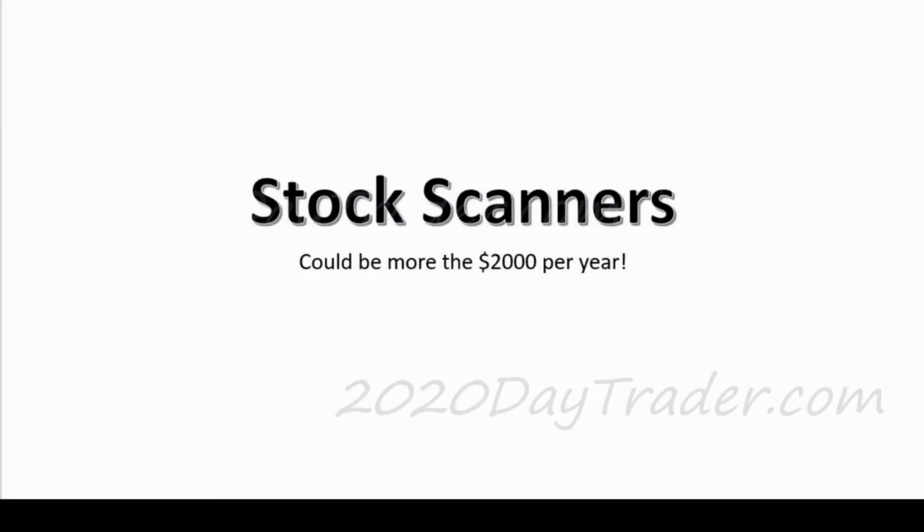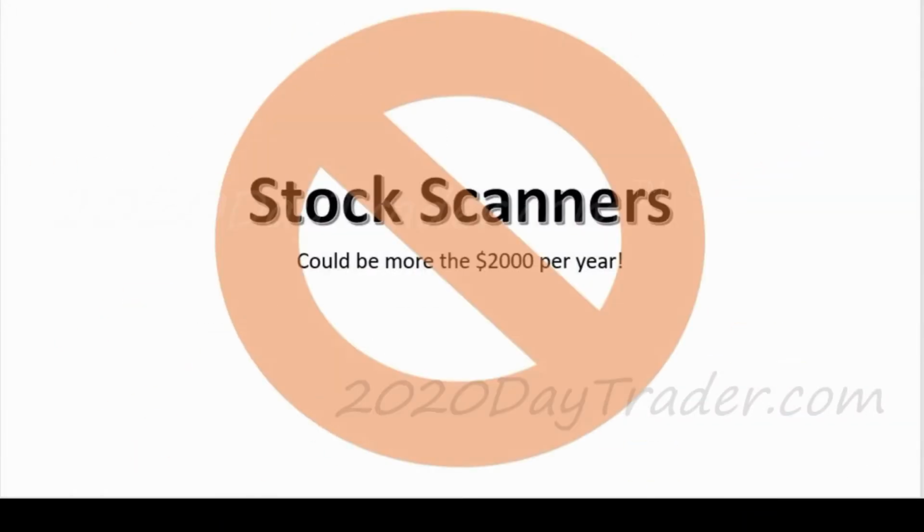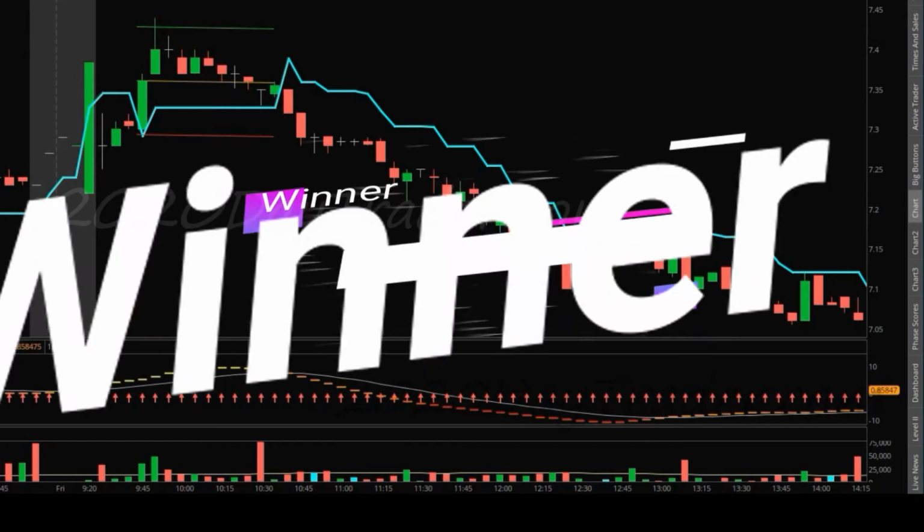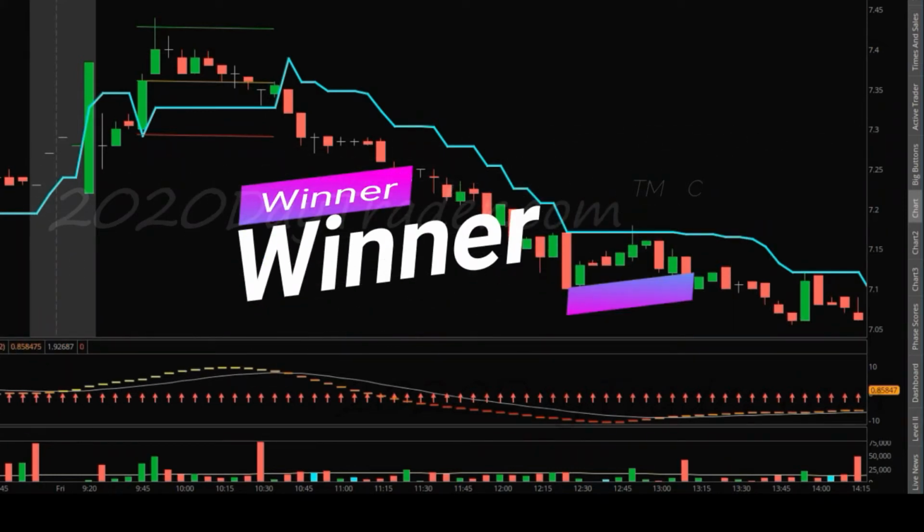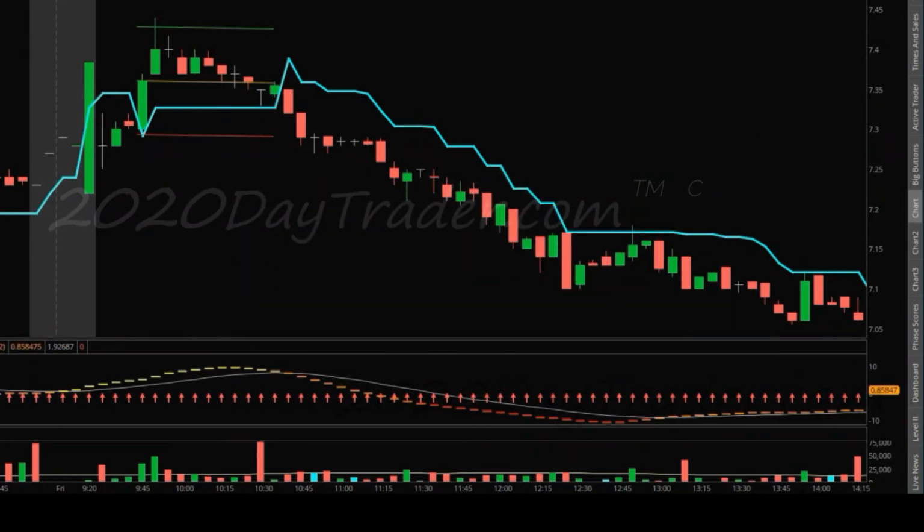With the Simple Switch strategy, there are no expensive scanners that you have to lease. Some of those can cost you like $2,000 a year. We don't need those expensive scanners. I'm going to show you how to find the stocks that you're going to trade the same way I find the stocks that I trade.